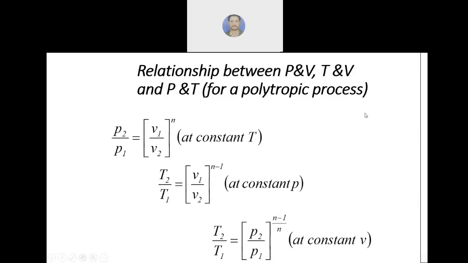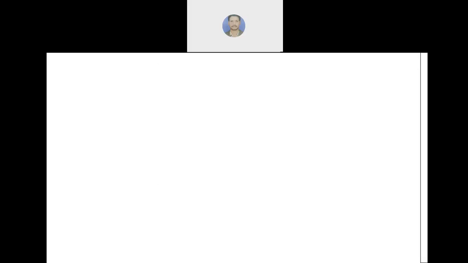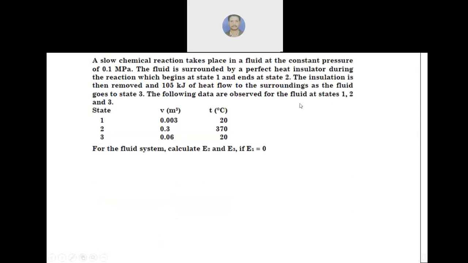Now for adiabatic process, in place of n you will write gamma. So these are very important relationships between pressure and volume, temperature and volume, and pressure and temperature. Okay. Now you can see this numerical based on this.